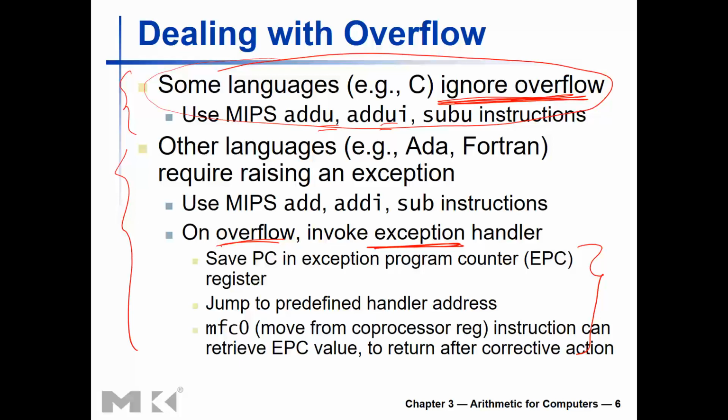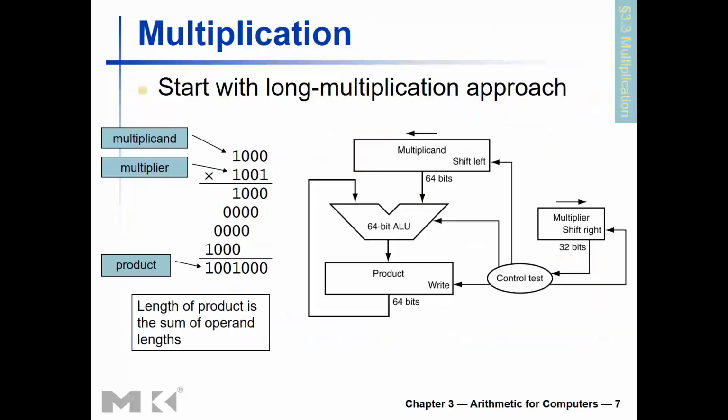So the CPU takes action, and typically overflow is a very serious condition because you cannot really represent the results. Another condition in math that happens often, if programmers are not careful, is divide by zero.